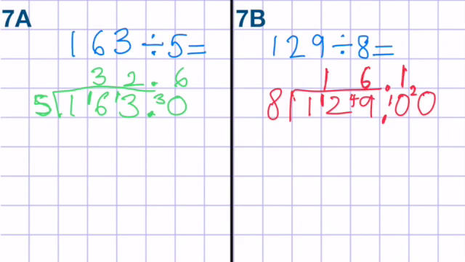8 goes into 20 3 times, because 8, 16, no, it actually goes in 2 times. And then we have a remainder of 4, because 20 take away 16 is 4. 8 goes into 40 5 times. So the answer is 16.125.